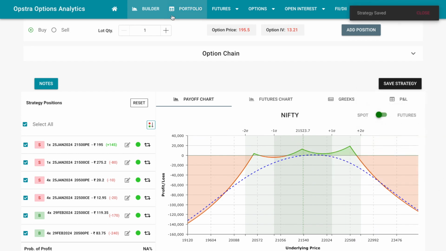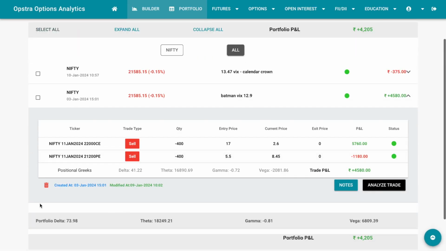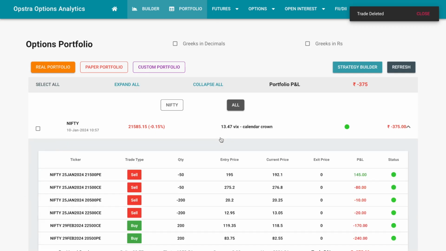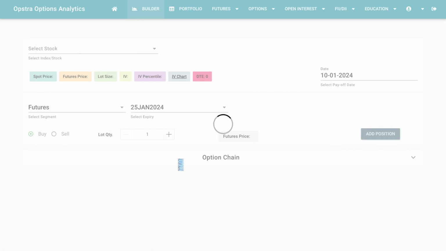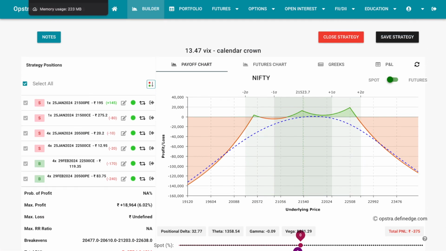Let's move it to the real portfolio. Let's come to the portfolio and check out the crown strategy. I think we can let this Batman go. Batman profit has come to the same level. Unfortunately, we'll have to just let it go. Analyze this trade. Now this is a highly VIX dependent trade. That's why we are noting it down.